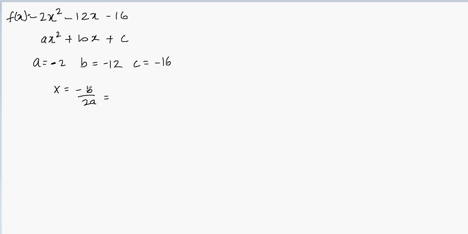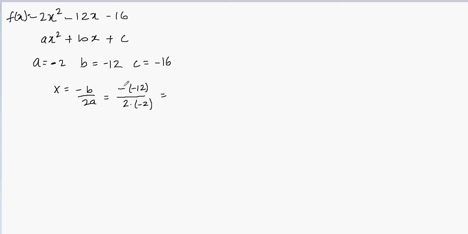So negative b, it says negative b. That means I'll write a negative sign here, and then b. b is negative 12, so I'll write that inside the parentheses because I don't want to write two signs next to each other. This is confusing. Then divided by 2 times a. My value of a is negative 2. Again, I'm writing that inside the parentheses just to avoid confusion here.